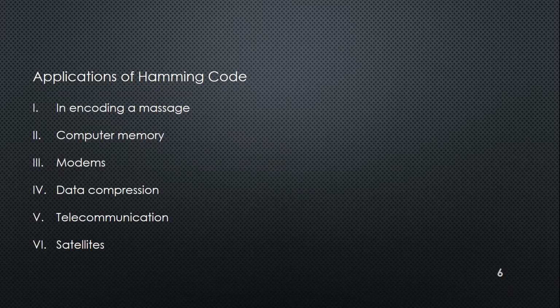Here we see the applications of Hamming code. In encoding a message, we use this technique. This is used for memory, modems, data compression, and also in telecommunication sectors, satellites, and many other sectors. Thanks.